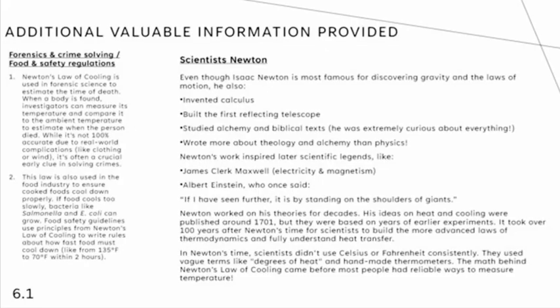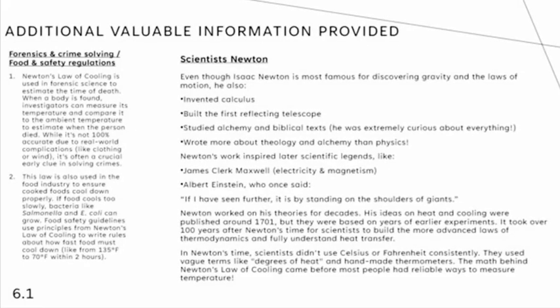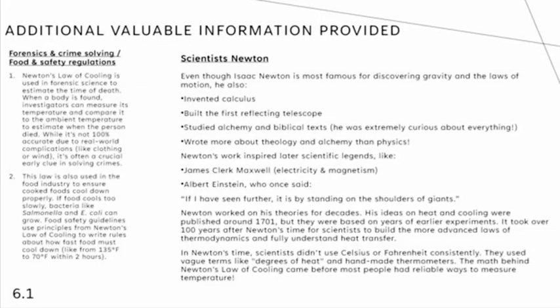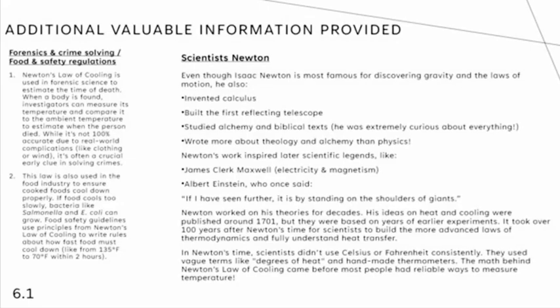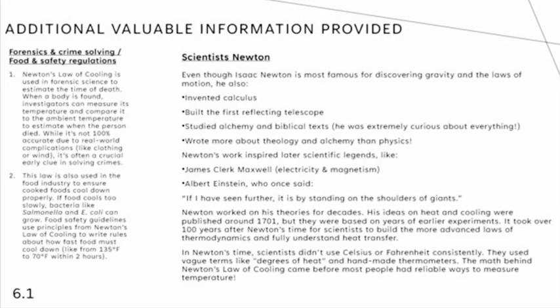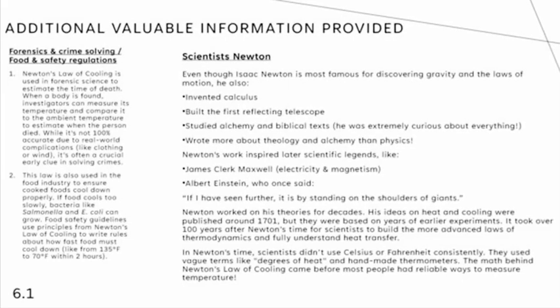Even though Isaac Newton is most famous for discovering gravity and the laws of motion, he is also known for inventing calculus, and he built the first reflecting telescope. Newton worked on his theories for decades. His ideas on heat and cooling were published around 1701, but they were based on his earlier experiments from years before.